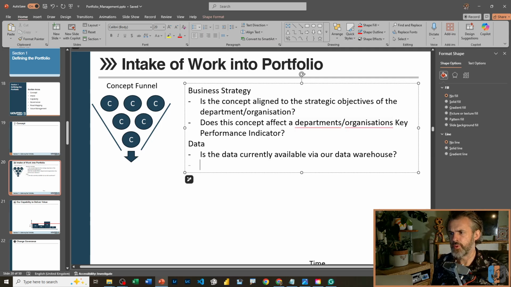So yeah, we could have that question in there: is it in the data warehouse? But then, actually, there's a follow-on question to that to ask.